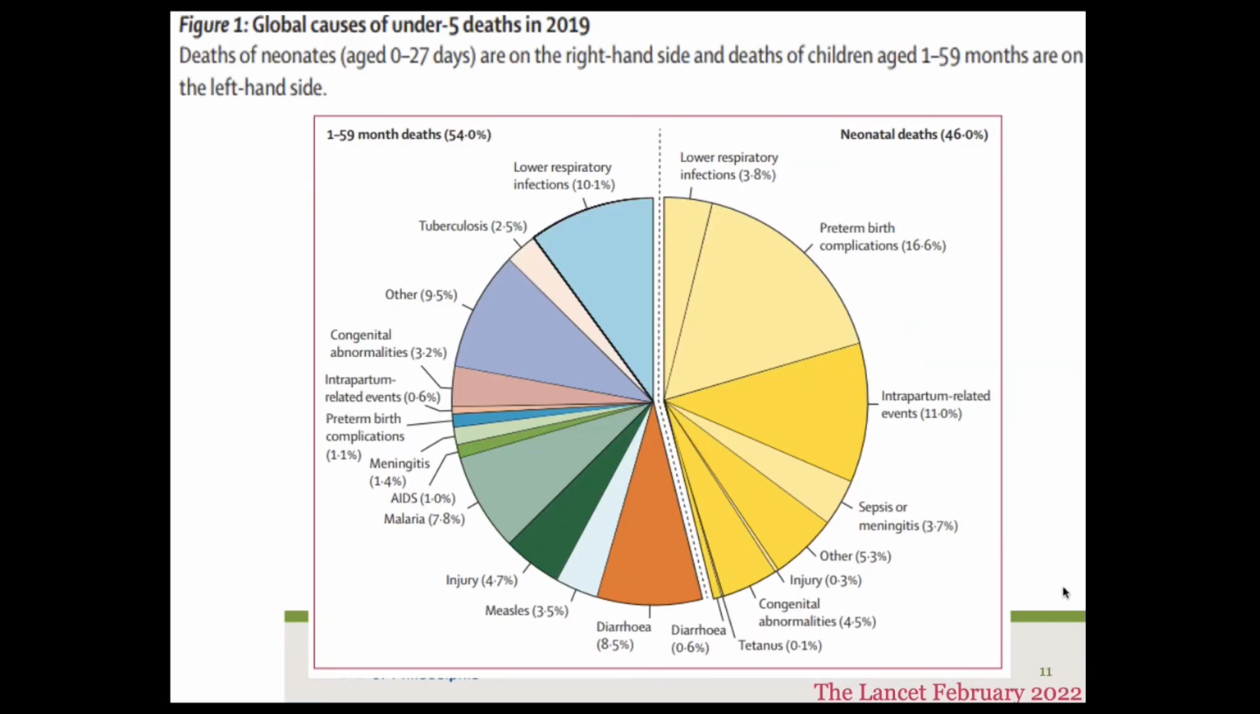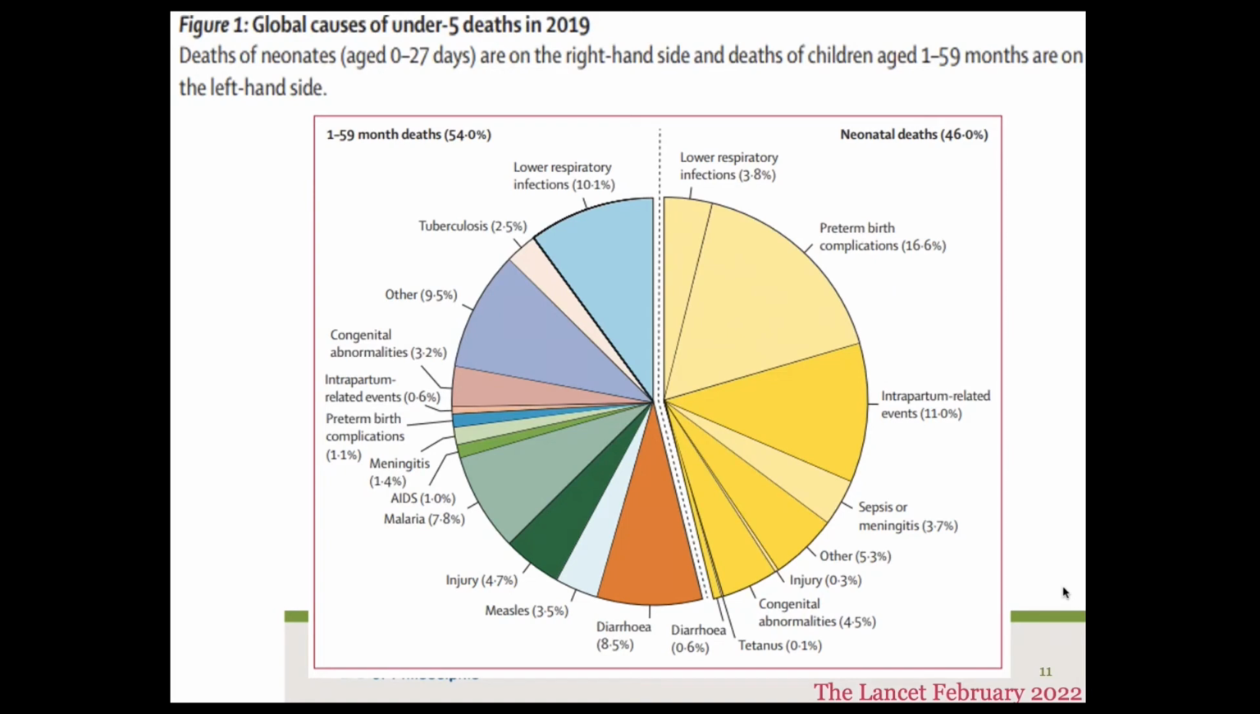So as we think about ways to use global health informatics in pediatrics, I think this slide summarizes the opportunities best. And this is a slide from the Lancet of February of this year, which shows the global causes of deaths of children under 5 in 2019. And we can see deaths of neonates aged 0 to 27 days on the right-hand side, and deaths of children aged 1 to 59 months, or essentially under 5, on the left-hand side.